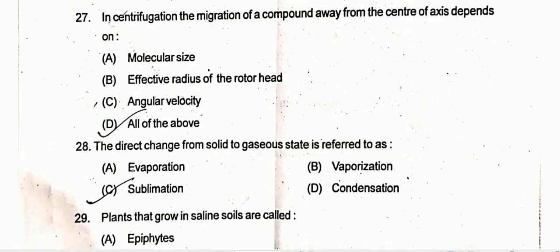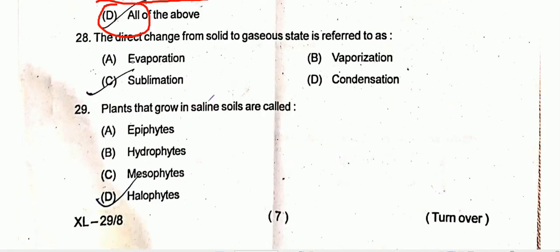Question number 27. In centrifugation, the migration of a compound away from the center of the axis depends on molecular size, effective radius of the rotor head, and angular velocity. So option D is the correct one. Question number 28. The direct change from solid to gaseous state is referred to as the heat of sublimation. That is, option C is the correct one.